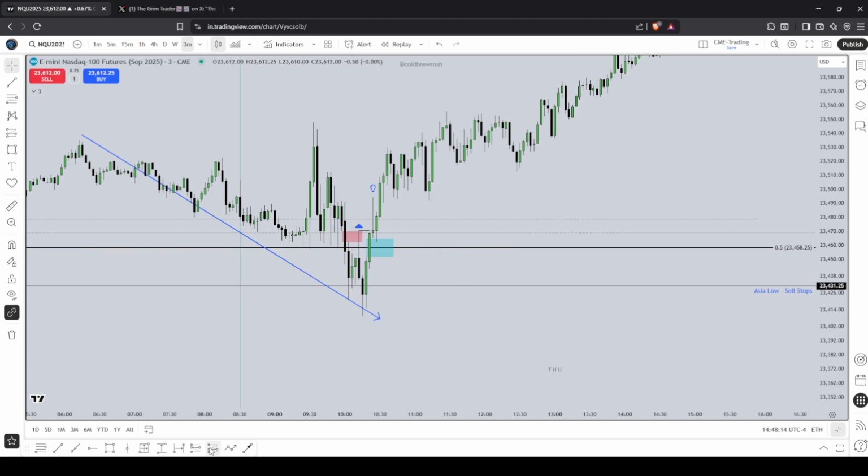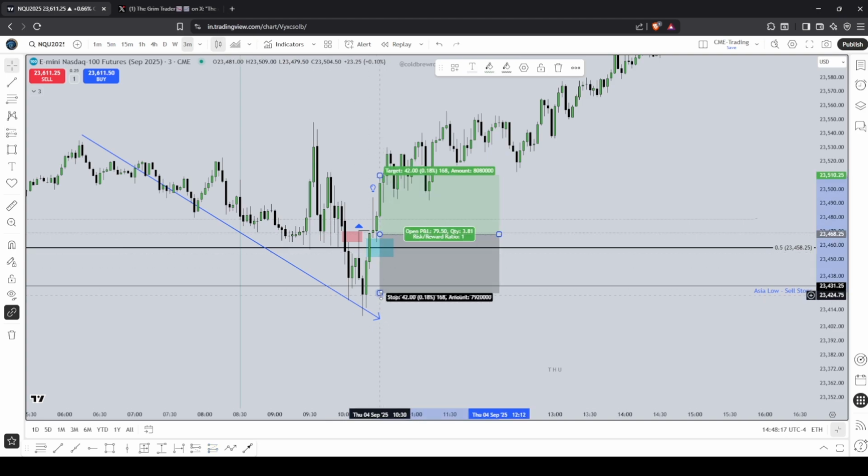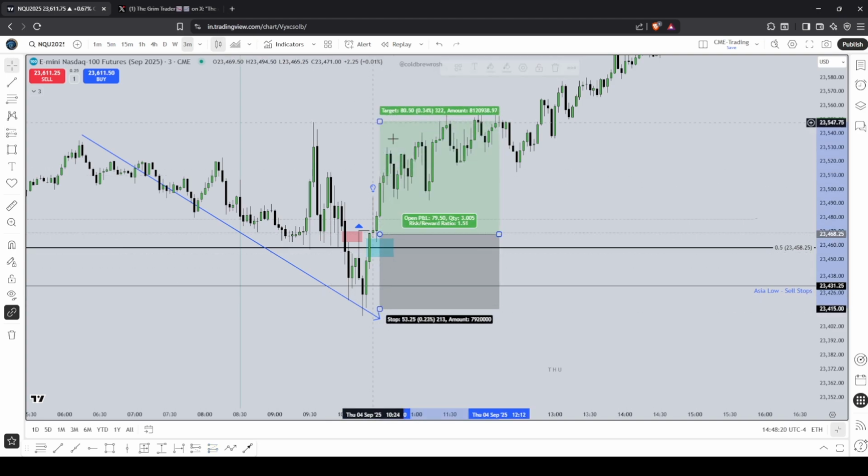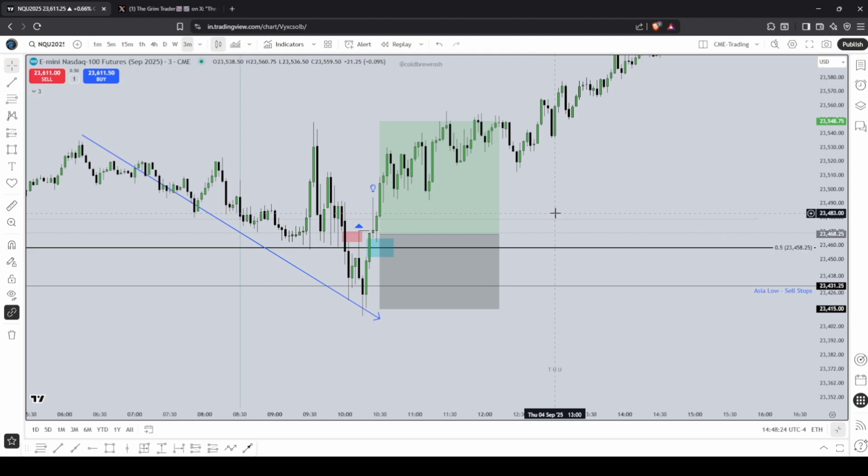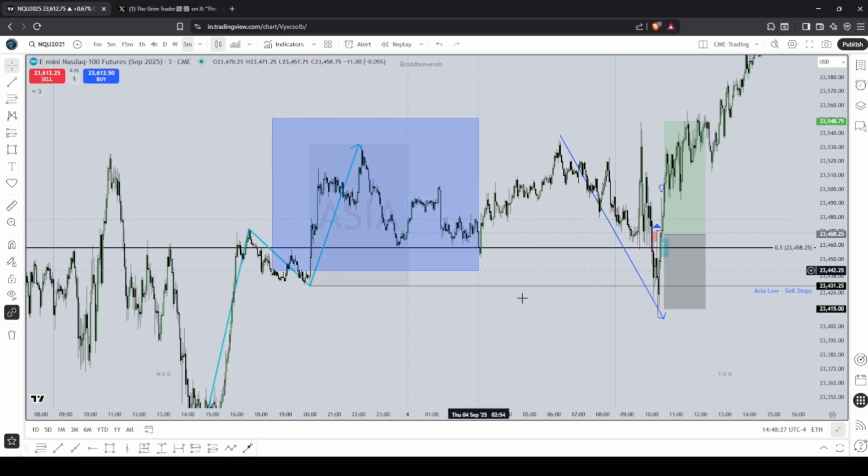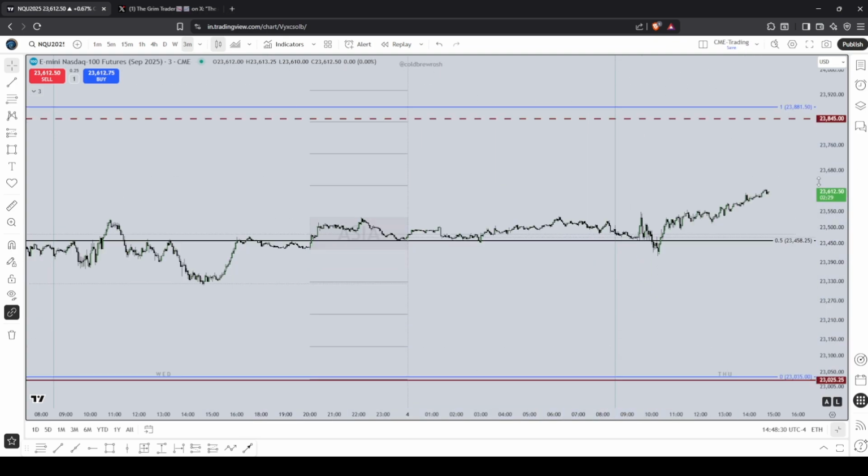not important. On the 3-minute time frame, you can enter right here, stops below here, and you aim for the high. It's that simple. That's all there is to trading. So let's say this is long. I'm going to show you a short example just like this.